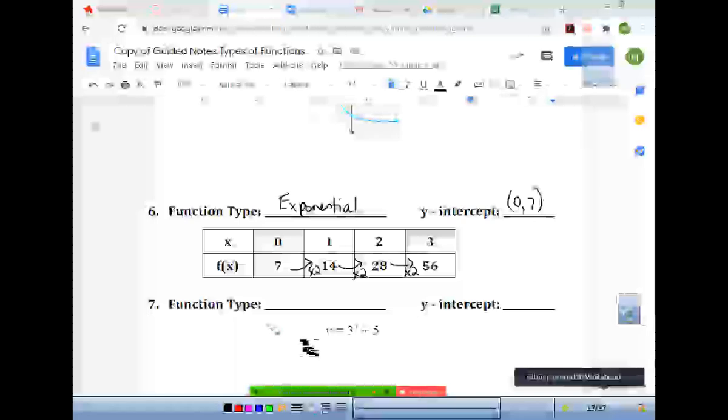And lastly, number 7 has an exponent of x. Exponent of x is exponential.